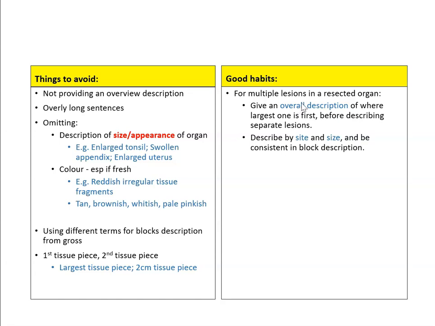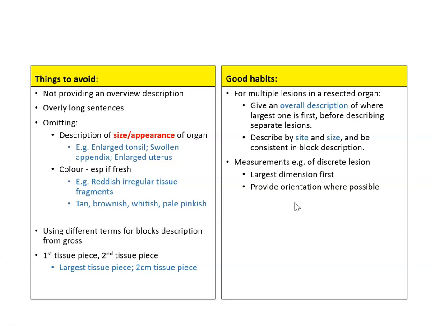As mentioned, for multiple lesions, it is helpful to give a very quick orientating sentence for the overall description. Do describe by site and size, and again be consistent in gross and block description. When giving measurements, it is helpful to give the largest dimension first and also to provide the orientation, for example, 3.3 centimeters superior, inferior, etc.